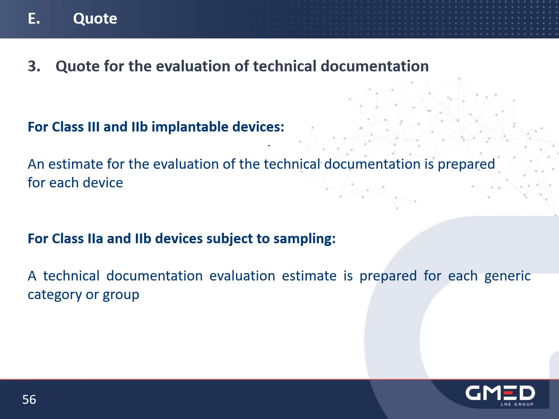For Class 2A and 2B devices subject to sampling, an estimate for the evaluation of the technical documentation is sent to the manufacturer for each device selected within the corresponding category or generic group. These specifications do not include the identification of the selected device as part of the sampling plan established prior to the issuance of the certificate. Only the name of the generic category or group and the generic name of devices are indicated.